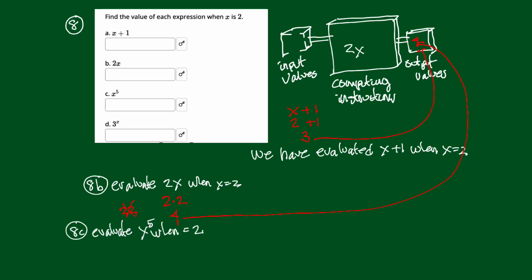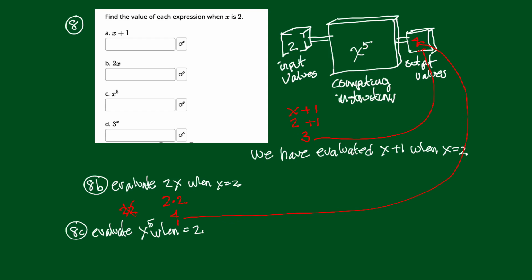In 8c, down here, we're going to evaluate this expression, x to the 5th, when x is equal to 2. So imagine now in our box here, the computing instructions are now x to the 5th. And can you read what it says to do? It says take whatever comes in, whatever x value you put in. Now, we're always putting in 2, so I'll put a 2 over here. Whatever x value comes in, you're going to replace the x with that value, in our case 2. And whatever you do, you raise it to the 5th power. So whatever comes in, we're going to raise it to the 5th power.